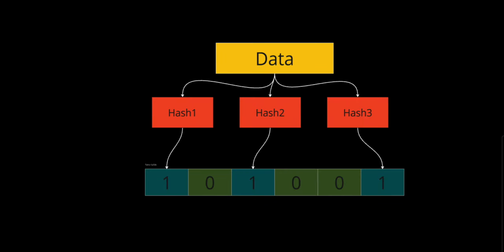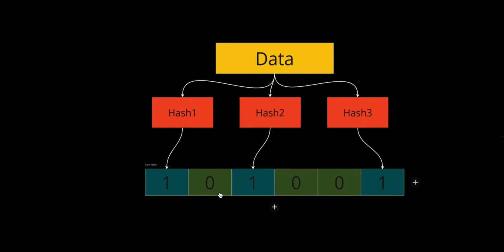To check if an element exists, we pass it through the same hash functions. If all bits at the resulting positions are set to 1, the element is probably in the set. If any bit is 0, the element is definitely not in the set.